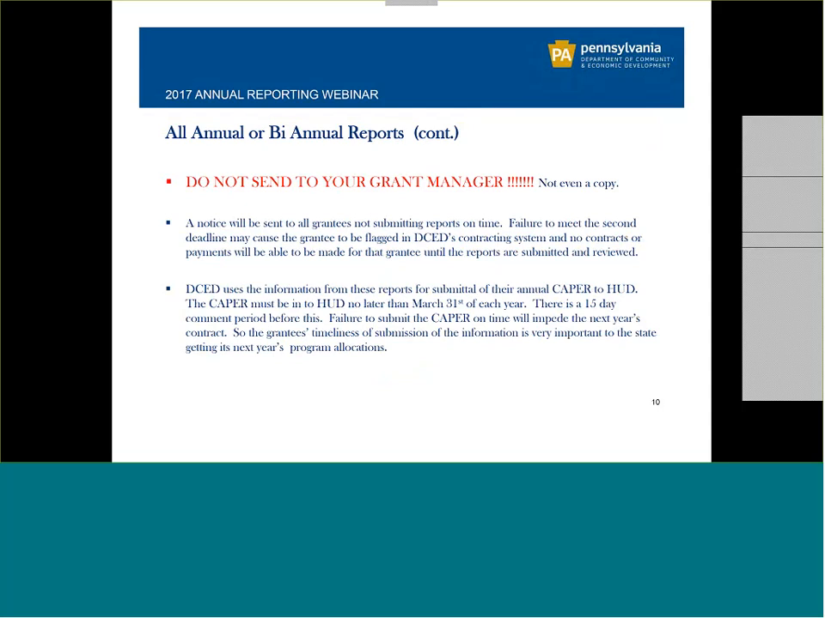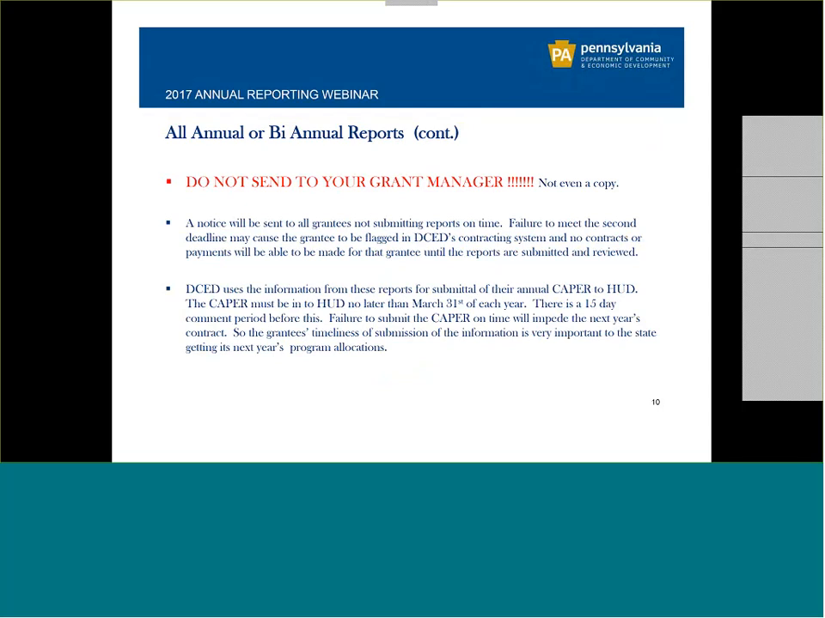Also, we will be looking at the reports. We will notify people who have not submitted their report on time. This can lead to a holdup of your contract. As I said before, it can be part of your risk analysis, and it also can be part of your not being funded under competitive funding such as CDBG, discretionary, HOME, or ESG. So please meet that deadline.